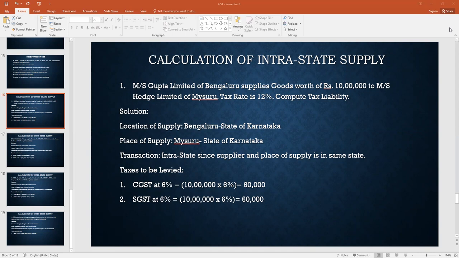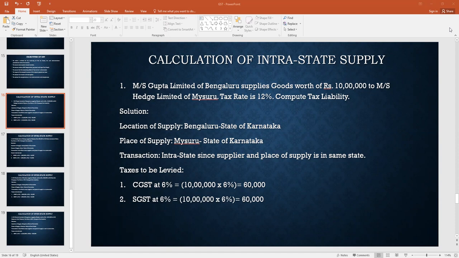So let's see the example of how we need to calculate. You can see the first problem. Mrs. Gupta Limited of Bengaluru supplies goods worth rupees 10 lakh to Hegre Limited of Mysuru. The tax rate is 12% and we need to calculate the tax liability. So first, when we are calculating the tax, we need to find out where is the location of the supply and where is the place of supply.